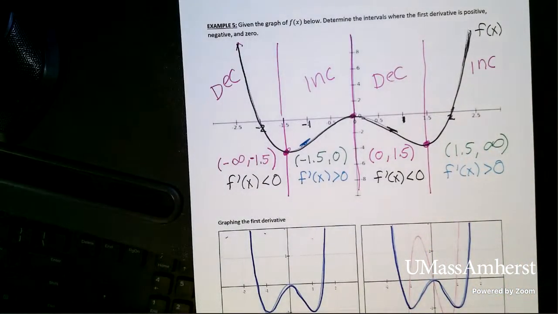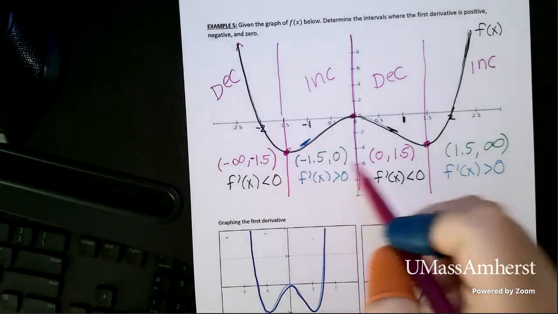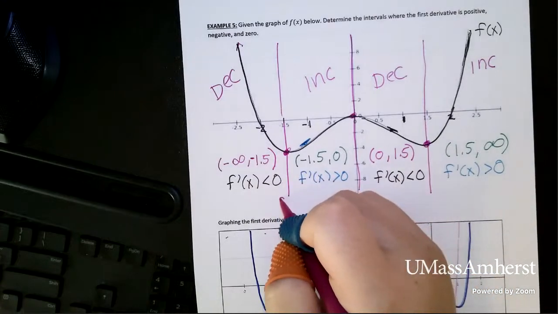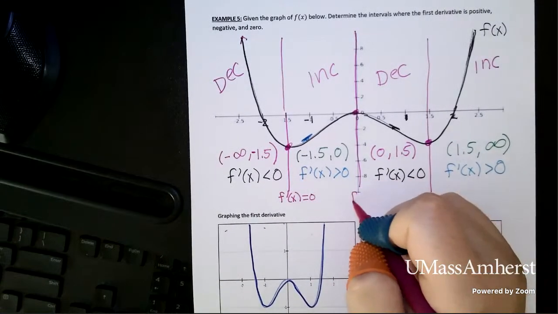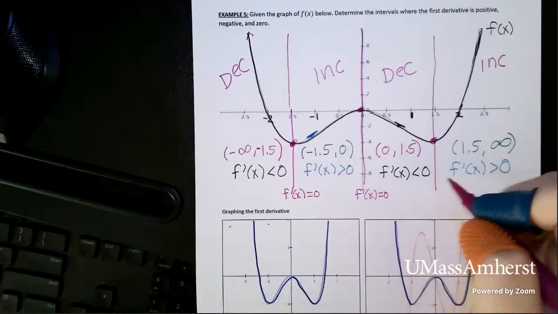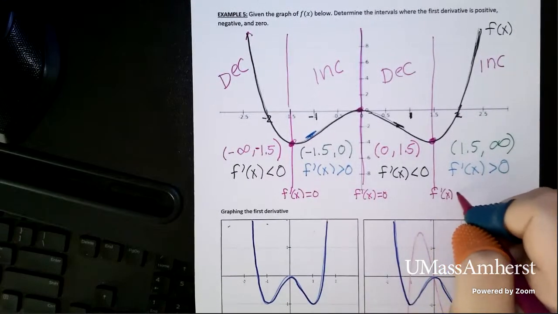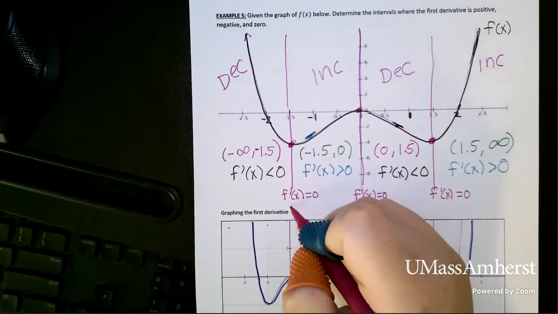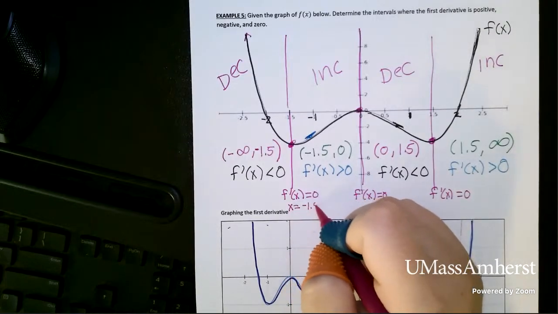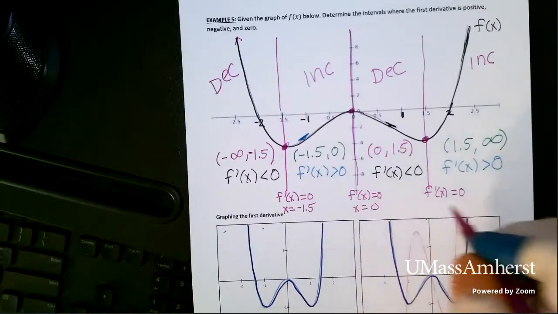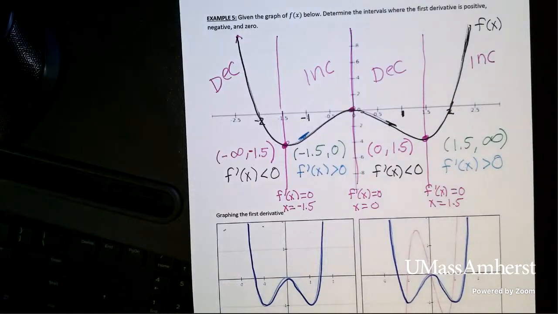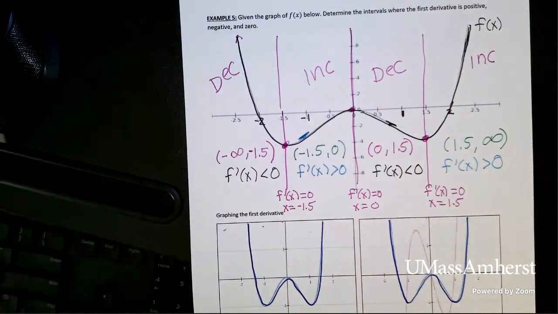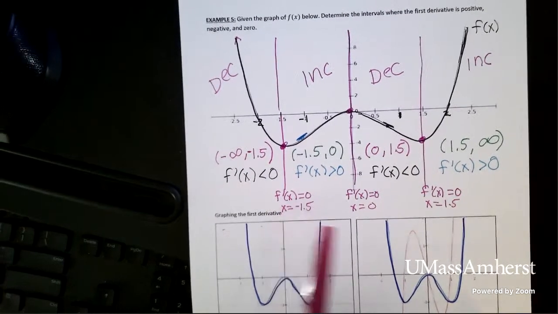And then finally, when I'm at that point where I turn around, the point that's not included in any of my brackets here, that's where the derivative equals 0. So it's going to equal 0 here, here, and here. Okay, and so specifically that happens at x equals negative 1.5, x equals 0, and x equals 1.5. So wherever we turn around from increasing to decreasing, that's where the derivative equals 0.